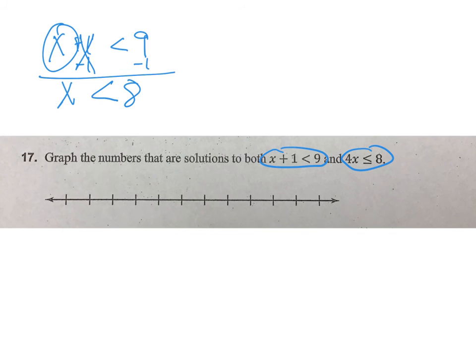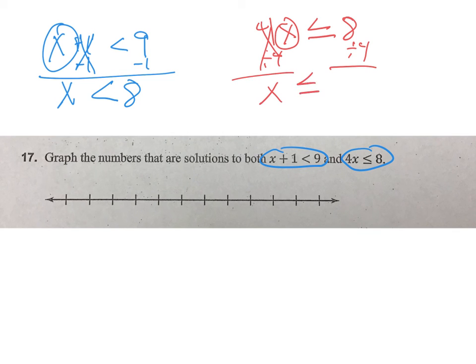All right. Now I'm going to go to 4x less than or equal to 8. Now I want to get the x all by itself. It's times 4, so I divide by 4. Divide by 4. Those cancel. Gives me x less than or equal to 8 divided by 4, which is 2. So now I'm going to graph both of these. I'm going to go -1, 0, 1, 2, 3, 4, 5, 6, 7, 8, 9, 10.